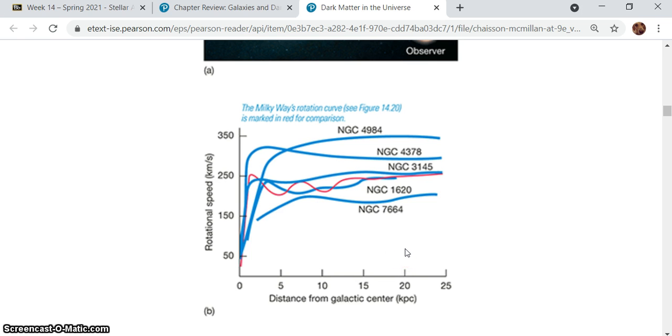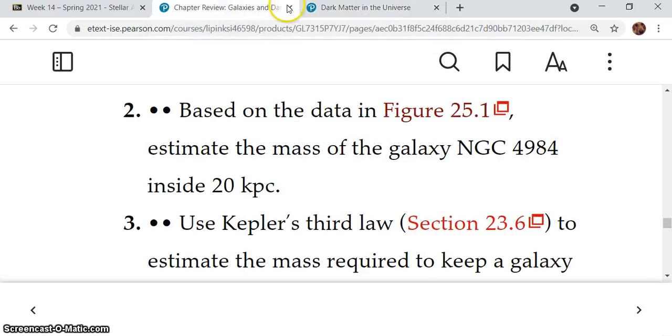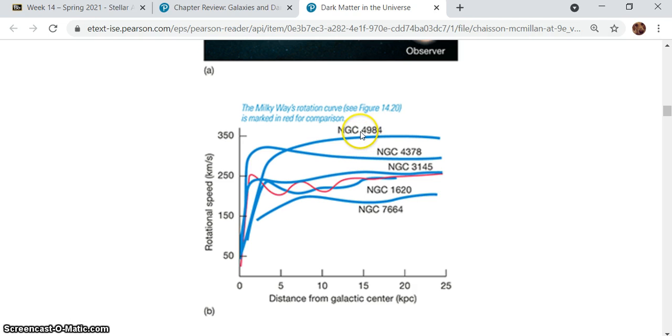All right, so here's 20 kiloparsecs, so I'm going to go straight up, and I get to NGC, what was it again? NGC, hold on, let me look back here, 4984. I think that's the one at the top. Yes, see how that's the curve at the top. So there's 20 kiloparsecs from the center of this galaxy, right? So you just go straight up to the curve, and then you look over and see, to me that's approximately 350 kilometers per second. All right, so that's what you need this for.